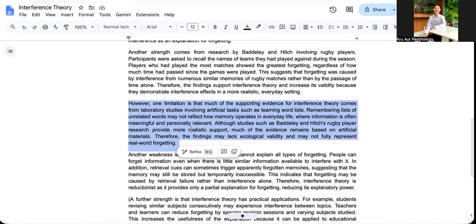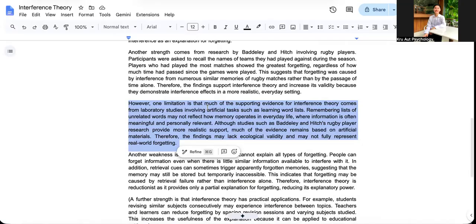However, one limitation is that much of the supporting evidence for interference theory comes from laboratory studies involving artificial tasks, such as learning word lists. The word much here makes it sound a lot better. Remembering lists of unrelated words may not reflect how memory operates in everyday life or real life, where information is often meaningful and personally relevant.